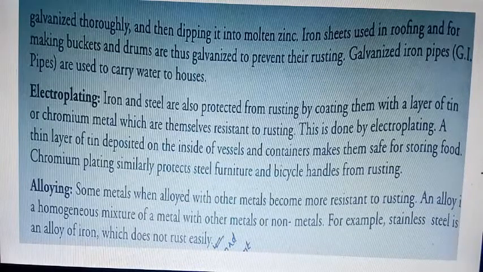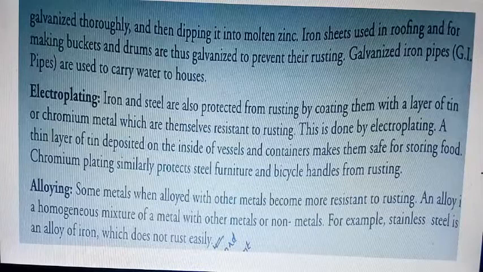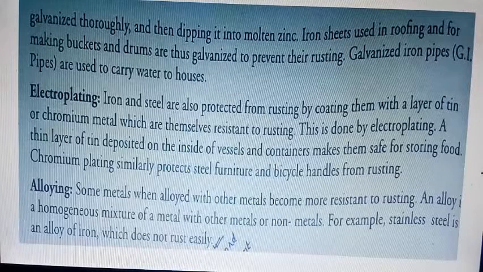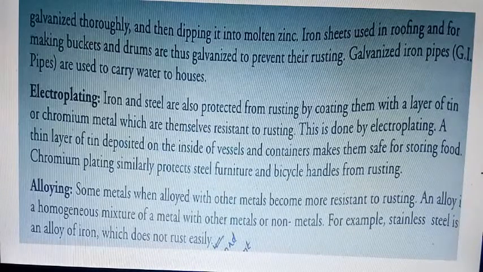These gold-looking items are also electroplated. That means copper ornaments can be given a golden coat by using this process called electroplating. A thin layer of one metal coated over another metal with the help of electricity is called electroplating.